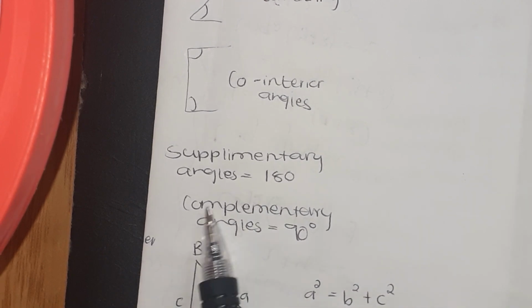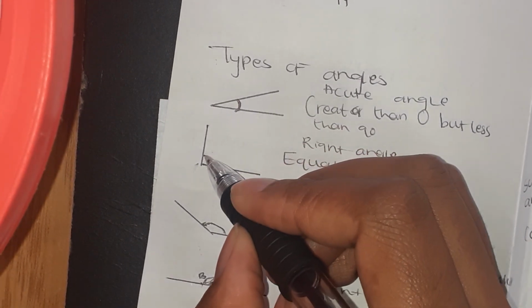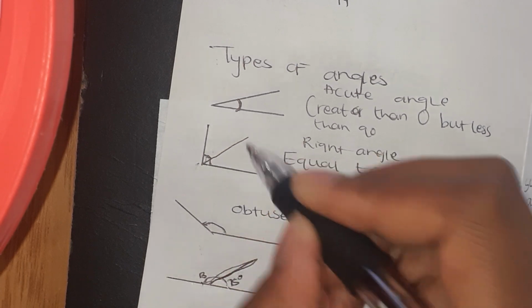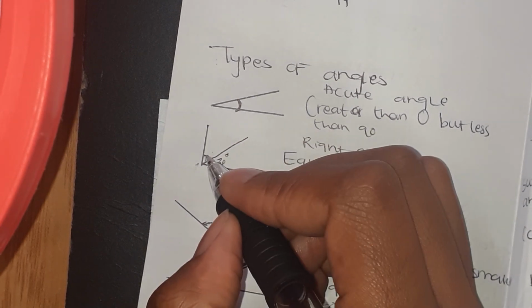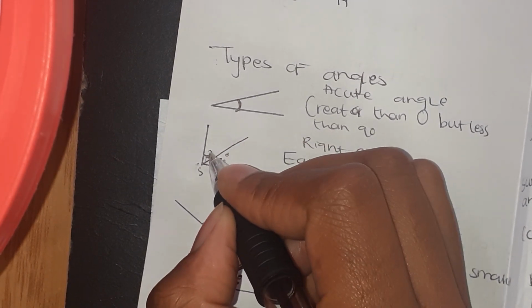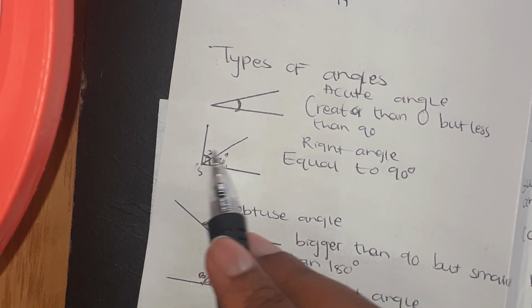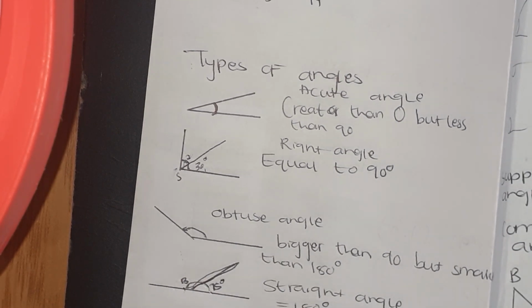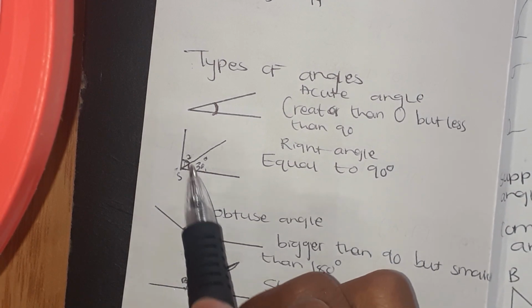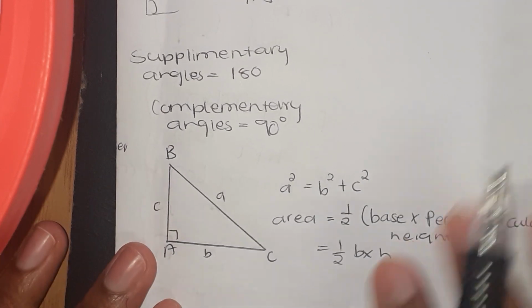And then here we have complementary angles, angles that are equal to 90. So let's take this right angle and cut it in half. Let's say we have 30 degrees this side, and let's say this is S1, we have to find S2, right? So we're going to say 90 minus 30 equals S2, and then we will say these are complementary angles. So angles which are equal to 90 degrees when you add them together are complementary angles.